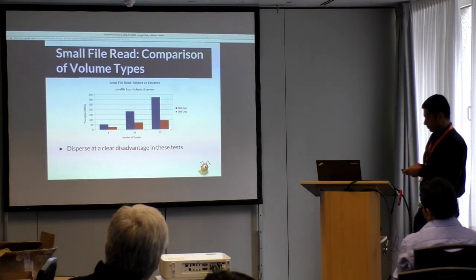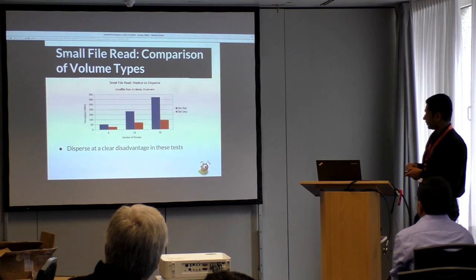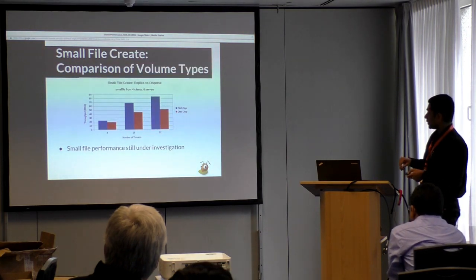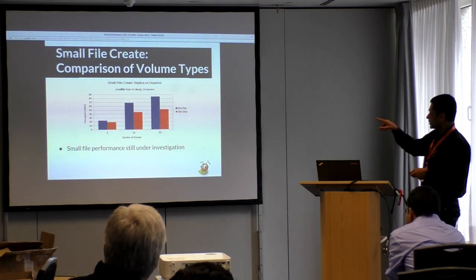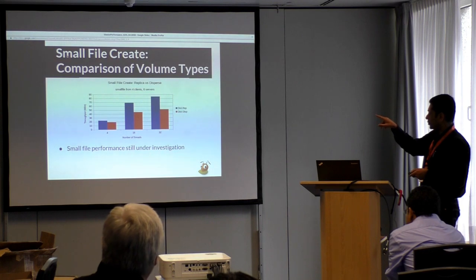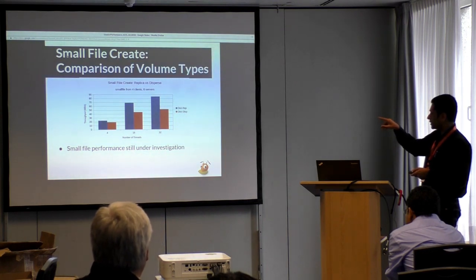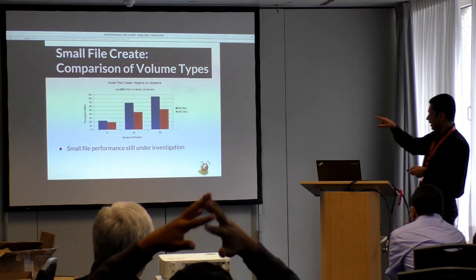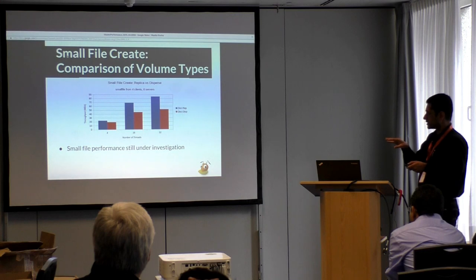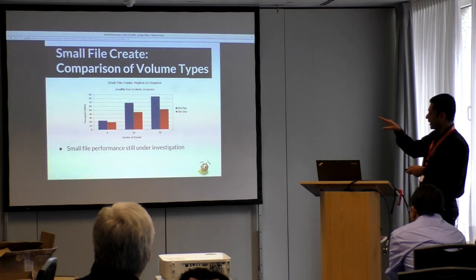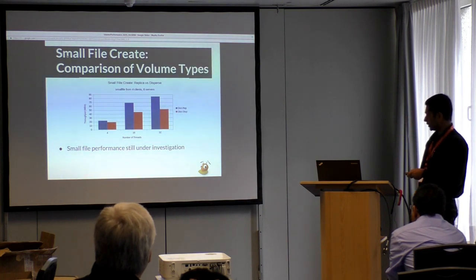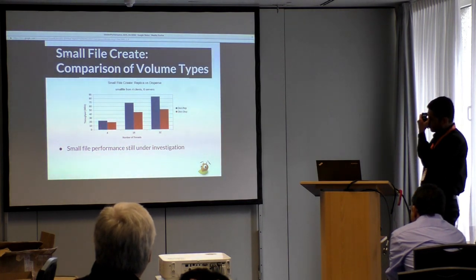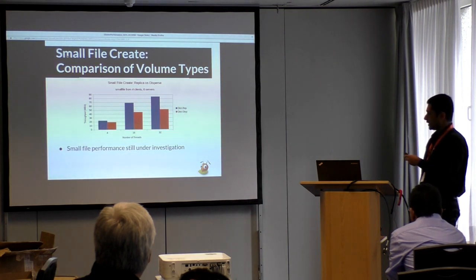Right. So this is, okay. And again, on the create side, similarly, the replica volume is outperforming distributed disperse, but I do think there's something going on here that we need to take a look at. The numbers don't scale up. I don't see any hardware saturation, but at the same time the create performance doesn't keep going up like I would expect. So there might be something else at work here. Small file performance in general is an area under investigation.